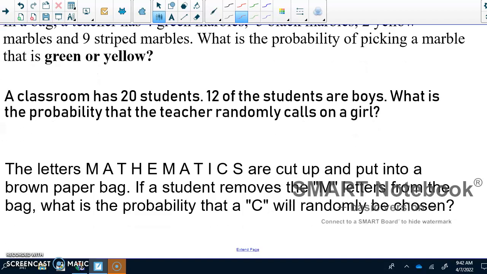A classroom has 20 students, 12 of the students are boys. What is the probability that the teacher will randomly call a girl? I want you to stop the video, set the problem up, and go ahead and solve it.